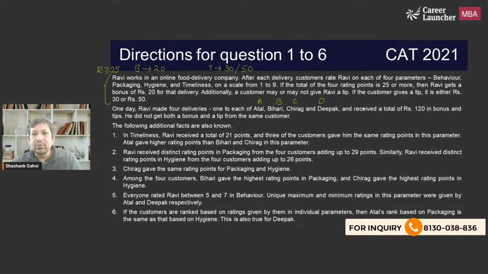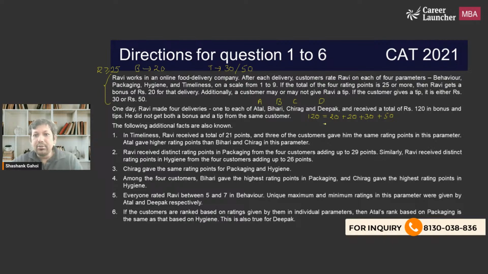So I'm going to bifurcate 120. There are only three values I'm going to use: 20, 30, and 50. He can get 20, 20, which is 40. Now I need 80, and I can get 80 only as 30 plus 50. There is no other way. So 20, 20, 30, 50 is one arrangement.